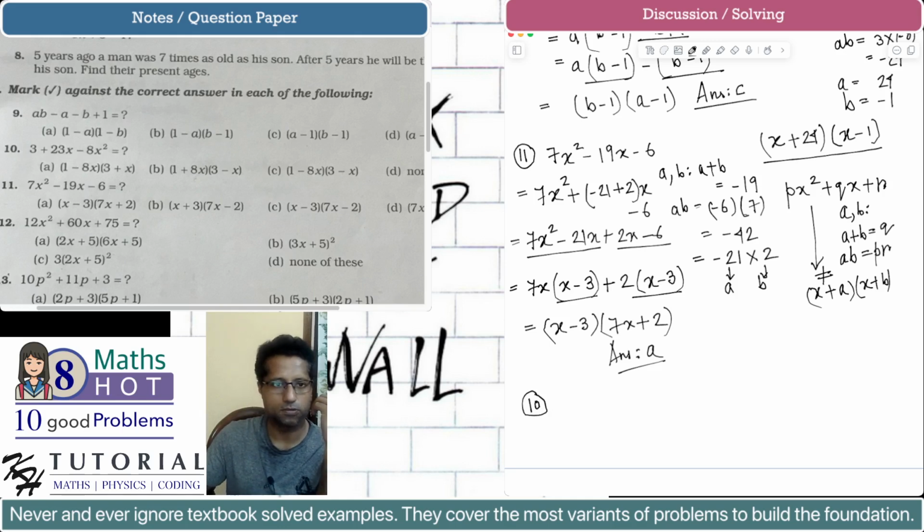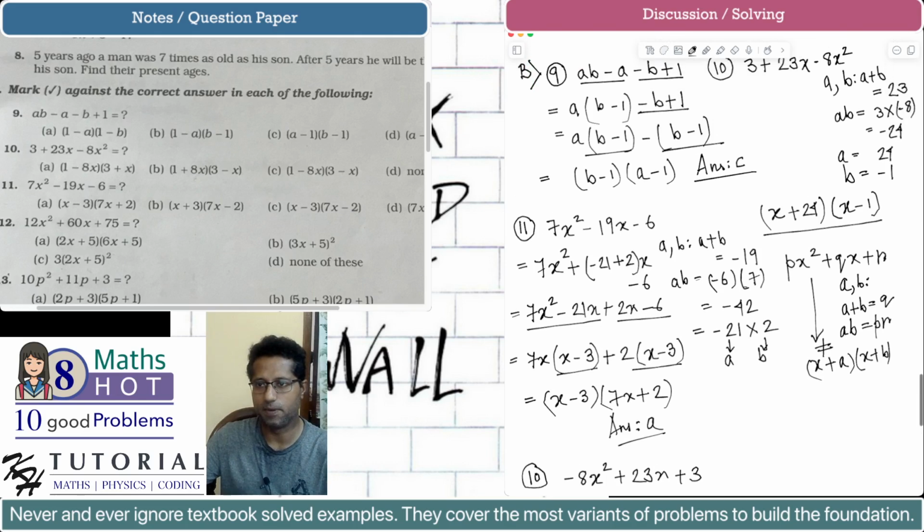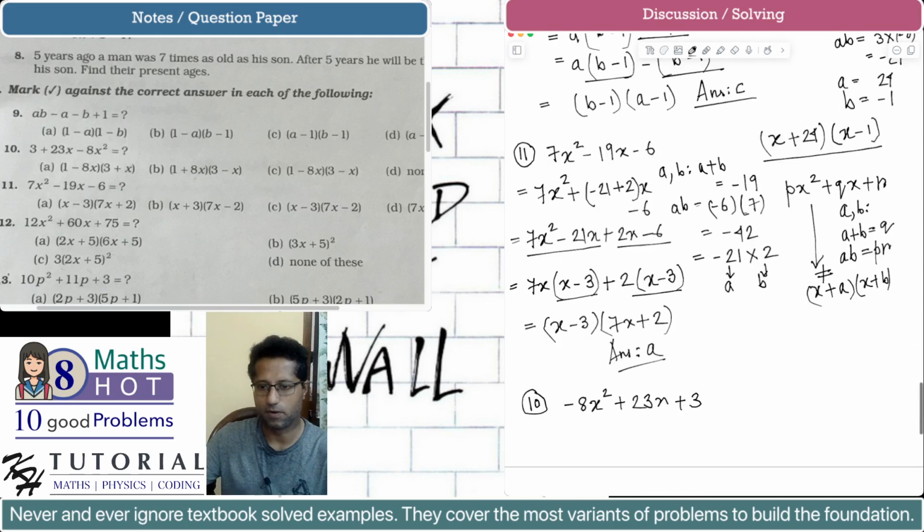So the expression was 3 plus 23x. Let's write the expression in the proper form, that is in the descending order of degree of the terms: minus 8x square plus 23x plus 3. So this was the expression, and we have found a and b to be 24 and minus 1.